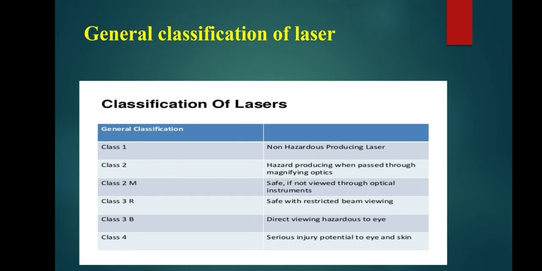General classification of laser. Class 1 are non-hazardous producing laser. Class 2 is relatively safe but is hazardous when passed through magnifying optics. Class 2M is relatively safe if not viewed through optical instruments. Class 3 is safe with restricted beam viewing. Class 3B, direct viewing, hazardous to the eye. Class 4, serious injury potential to the eye and skin, which is the most dangerous classification.